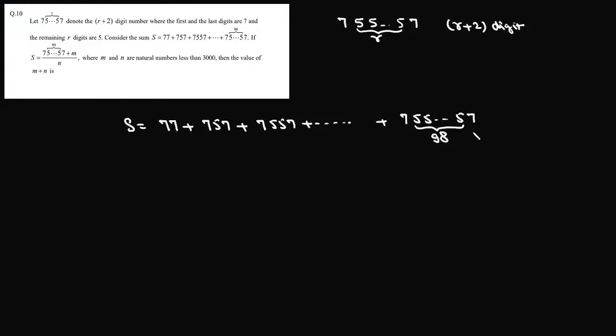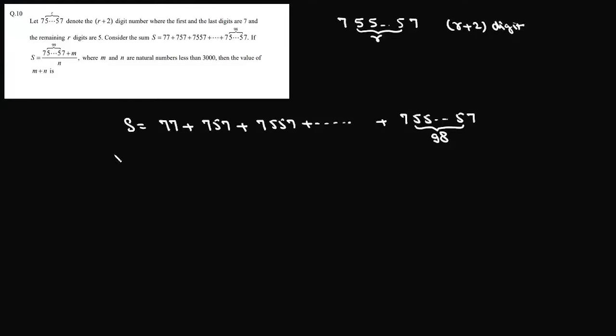Now it says we have to express this sum as 7, then 99 times 5, 7, plus m by n, where m and n are natural numbers less than 3000. Find the value of m plus n. So somehow we have to solve this series. Now generally when I see this pattern, I know we have to use difference somewhere.